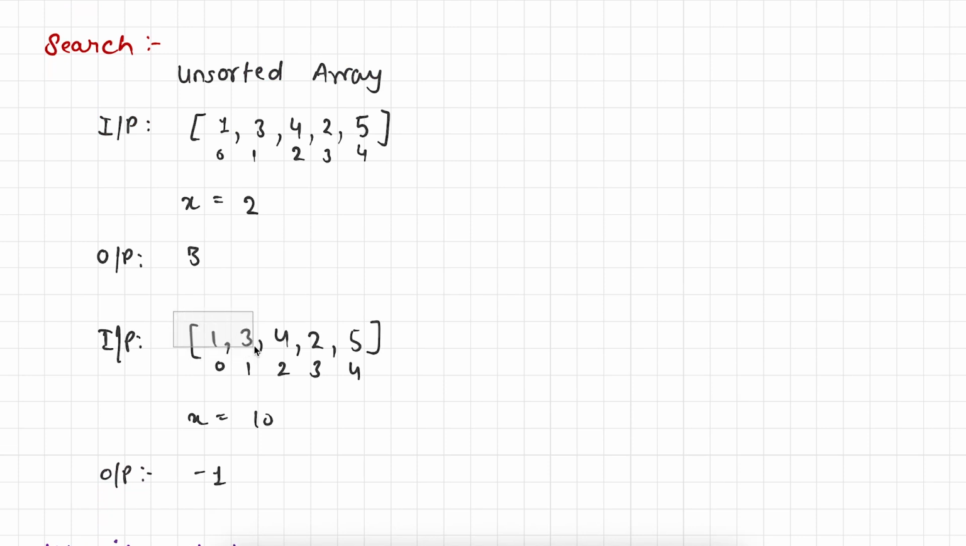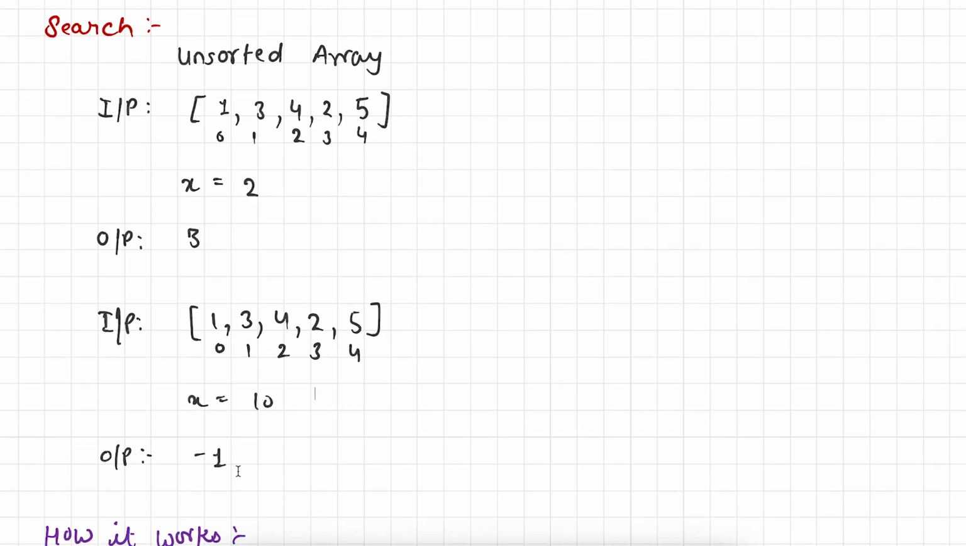Here we have an array of numbers like 1, 3, 4, 2, 5. And let's say we want to search number 10. As we can see that number 10 doesn't exist in this array, it simply returns -1. And -1 is considered as an invalid index.